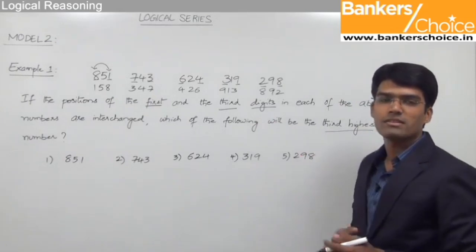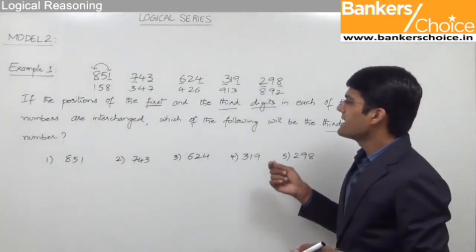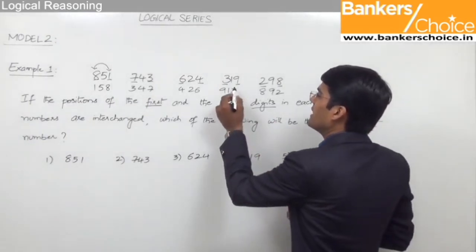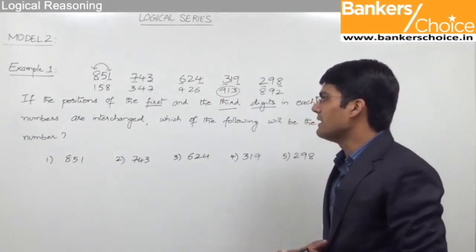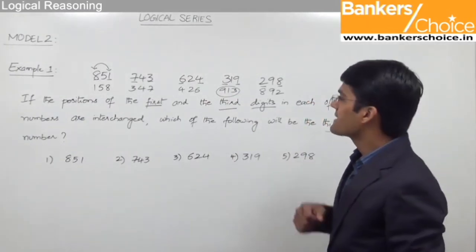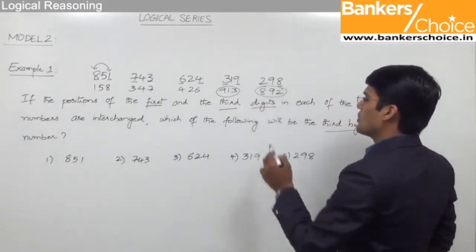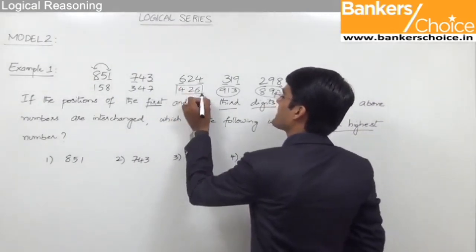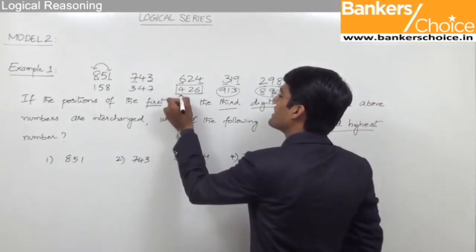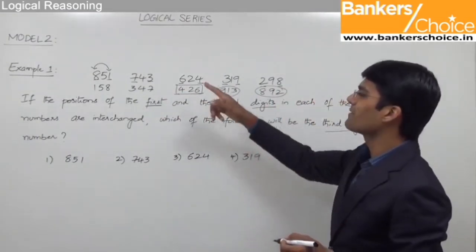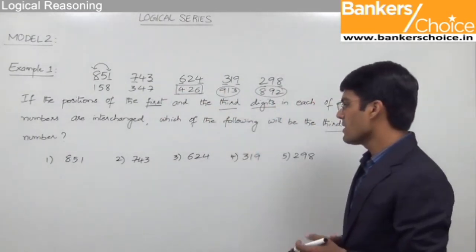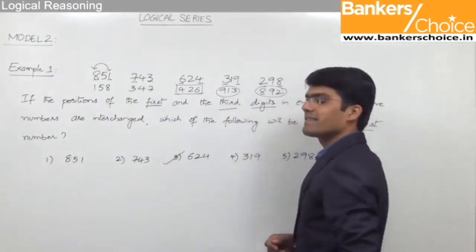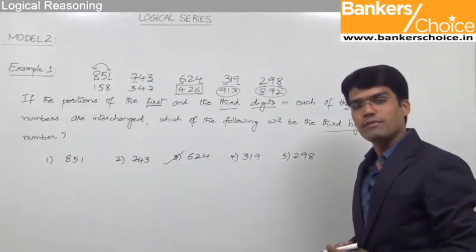So let us now find out the third highest number here. As you can see, the highest number in the given series would be 913. The second highest number is 892, and hence the third highest number here would be 426. So the third highest number is 426, which is obtained from 624. So from the given options, we can say that the correct answer is option 3, 624.